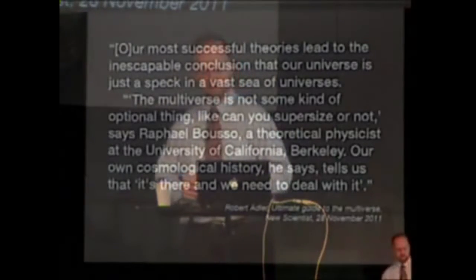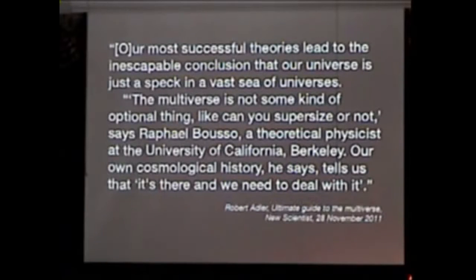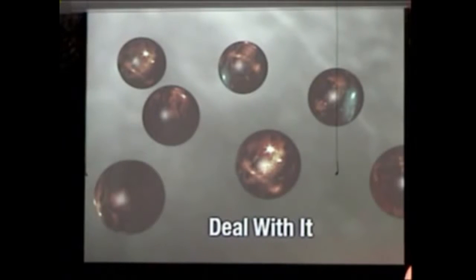An article in New Scientist has said, our most successful theories lead to the inescapable conclusion that our universe is just a speck in a vast sea of universes. The multiverse is not some kind of optional thing like can you supersize or not, says this theoretical physicist. Our own cosmological history, he says, tells us that it's there and we need to deal with it. So if you find this idea too weird, well, you better just deal with it. Is this good science?